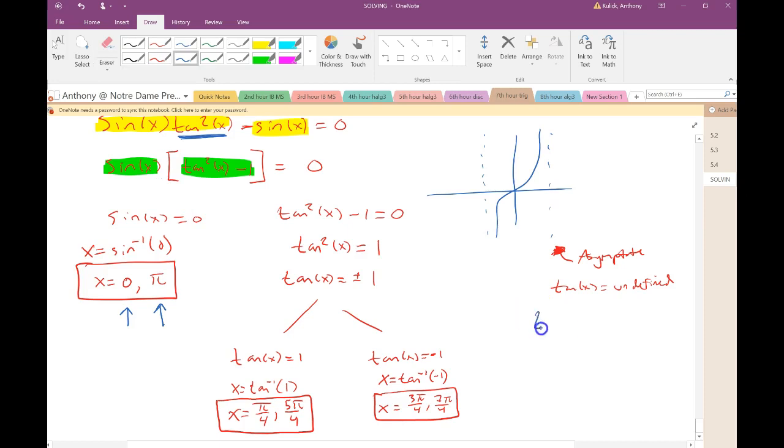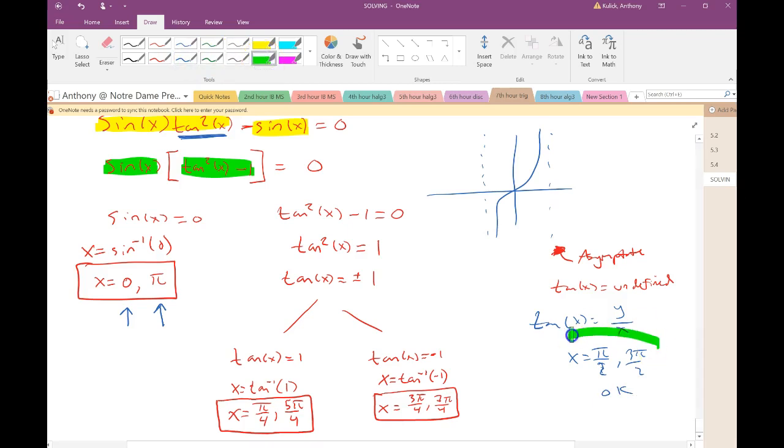So remember that tangent is y over x, right? So I need to look at the places where x is 0. That happens at pi over 2 and 3 pi over 2, neither of which are these, so all of these answers are okay.